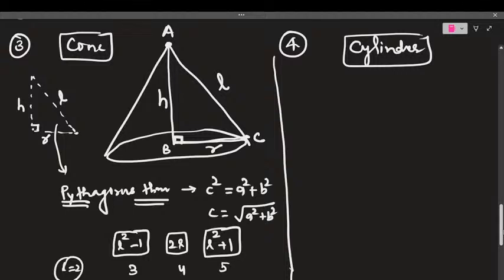Then come to the figure cylinder. A cylinder has two bases now. It's also obtained by revolving the surface. That's why we call it a figure of revolution. Here, the first relation is the curved surface area, which is 2 pi r, the base length, and it goes up to h.